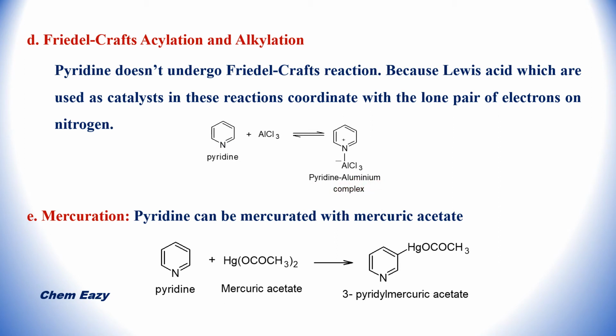When pyridine is subjected to mercuration with mercuric acetate, as shown in this reaction, pyridine with mercuric acetate undergoes mercuration at the third position and gives 3-pyridyl mercuric acetate.